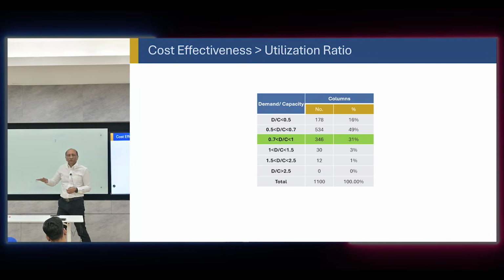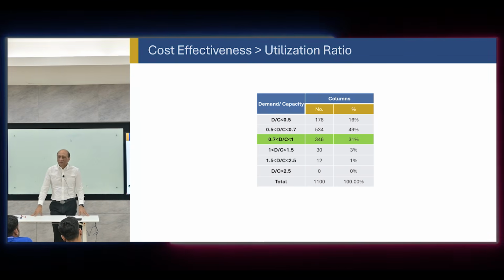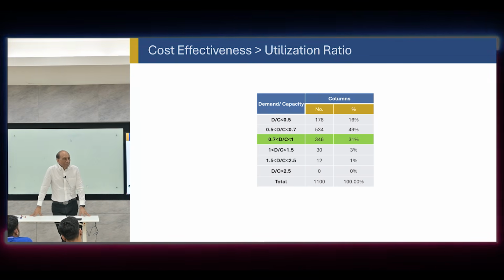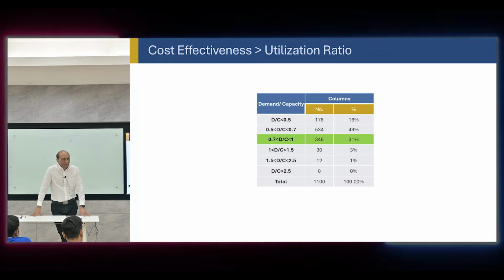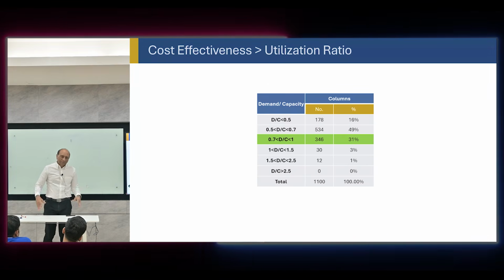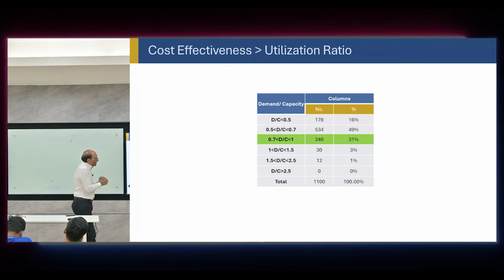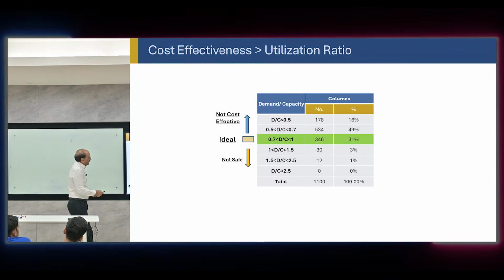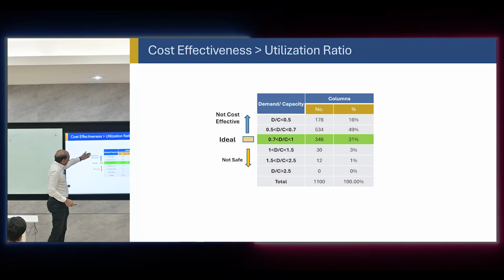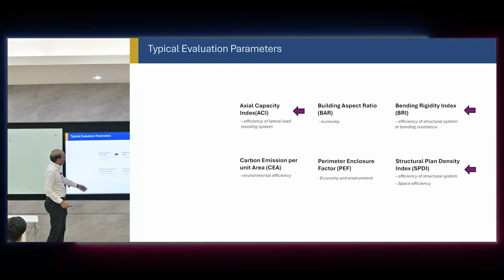The architect may not want you to change every column. The contractor will not like that every column is a different size, right? For construction, for verification, and so on. So the design is far more than just looking at one element at a time. So this is not cost effective. This is not safe. This is ideal.